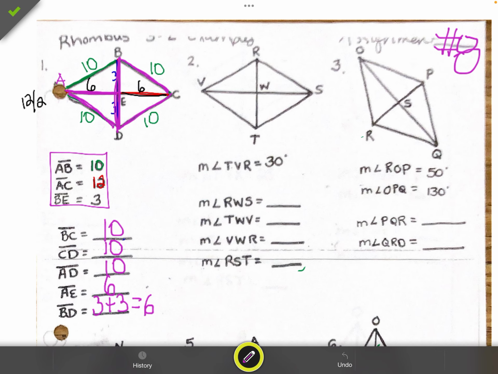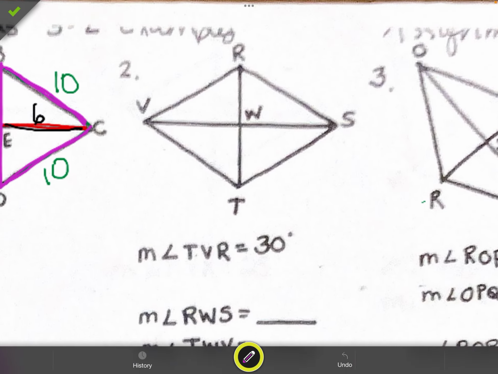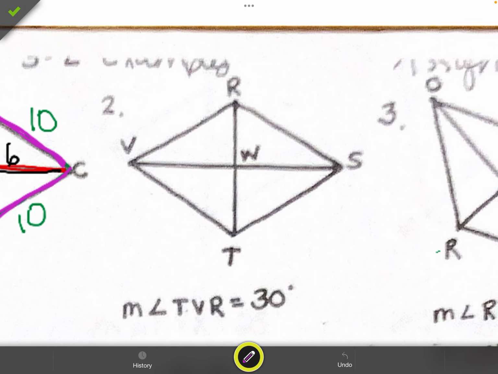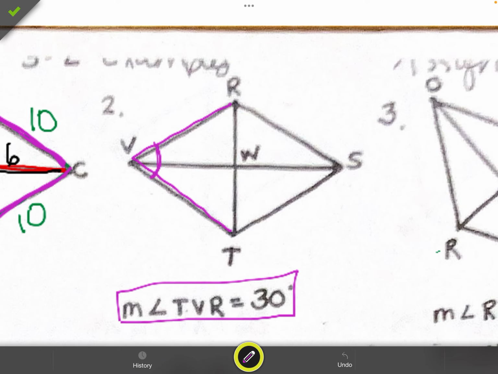So let's look at number 2. Number 2, again, don't try to answer the questions until you fill in your picture. Number 2, they're giving me an angle. The measure of angle TVR equals 30. That's the only piece of information that they're giving me. So I'm going to come to my picture. I'm going to find TVR. So again, trace it so you can see it. So it's this whole corner. This whole corner is 30.